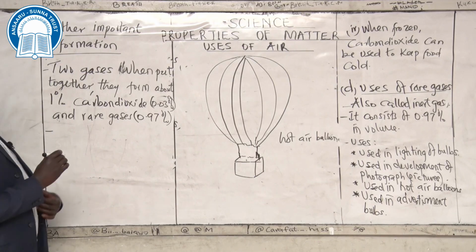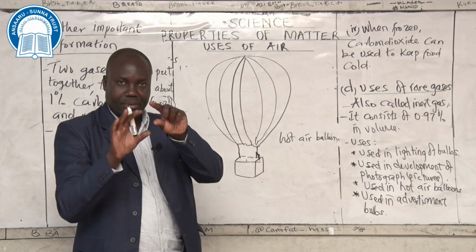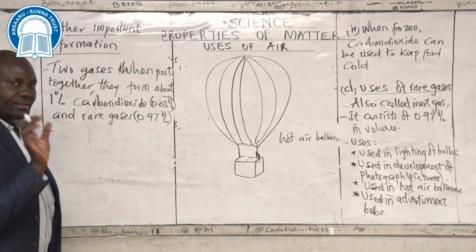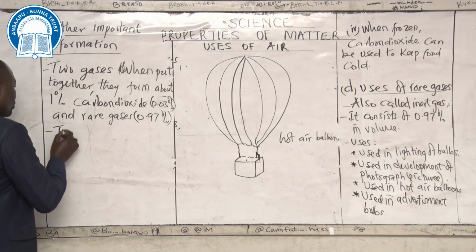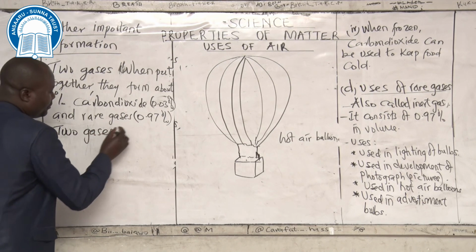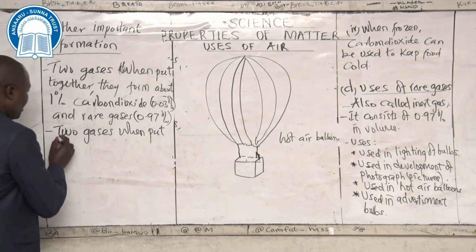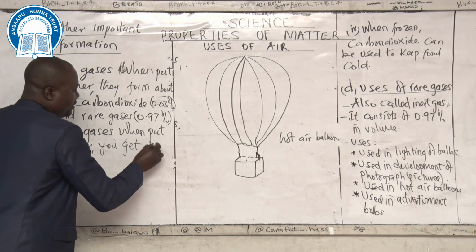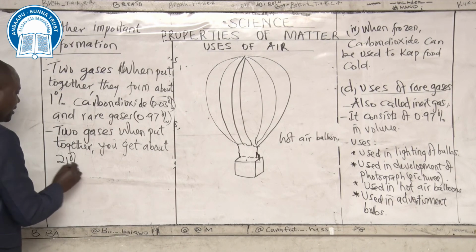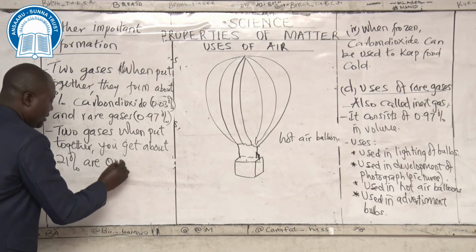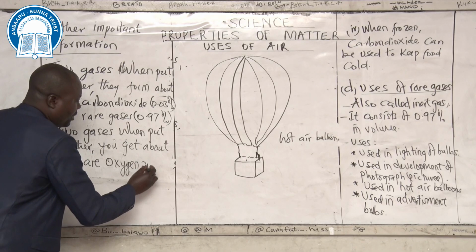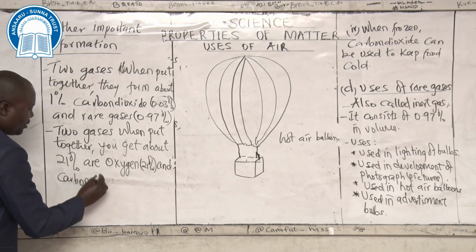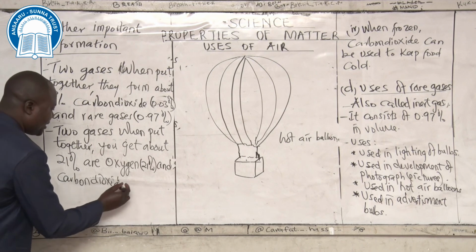Sometimes you may get in the exam this question: which two gases, when you put them together, you'll get about 21% in volume? The two gases when put together, you get about 21%, are oxygen, which is 21%, and carbon dioxide. When you put them together, you are going to get just 21%, with carbon dioxide being 0.03%.